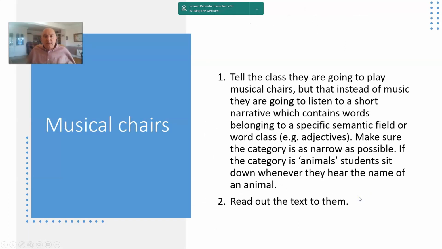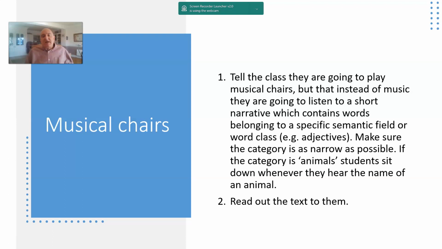In this one, musical chairs, have a look at the description there. This time, you focus on a semantic field, so it might be adjectives or it might be animals or something like that. And if you actually did this as musical chairs, which could be somewhat chaotic, then students would be moving around the classroom. And when they hear in your narrative description a word corresponding to the category, for example, animals, they have to sit down and there aren't enough chairs.